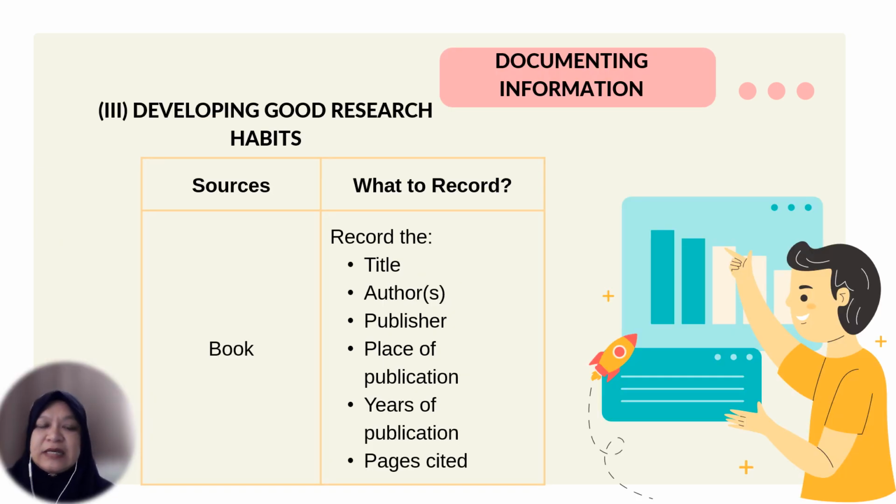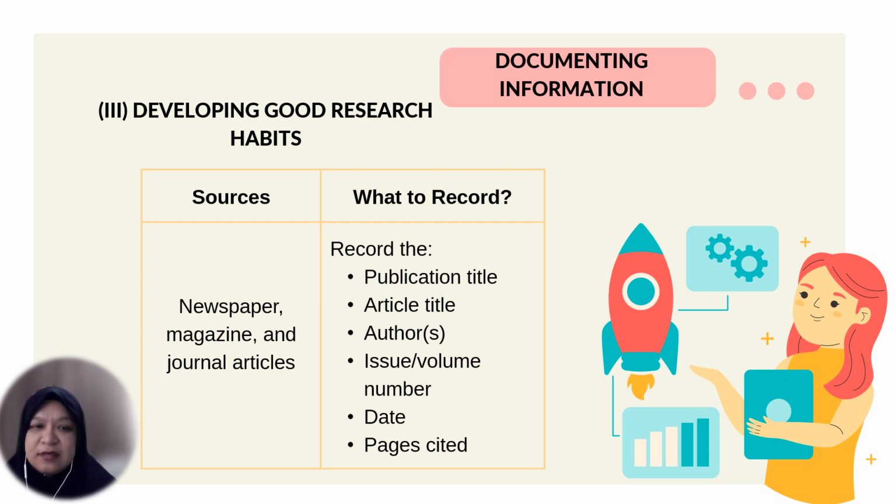For example, if you are citing from a book, you need to know the title of the book, of course the authors, the publisher, the place of publication, the year of publication, and also the pages. If you take sources from newspapers, magazines, and journal articles, you must have the publication title, article title, authors, the issue or volume number, the date, and also the pages cited.